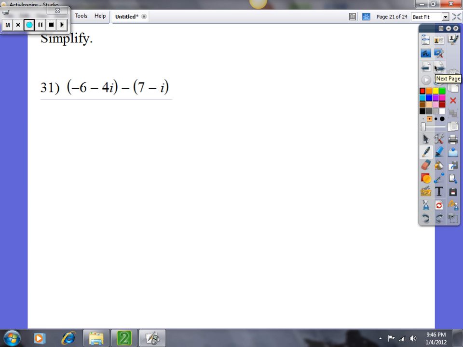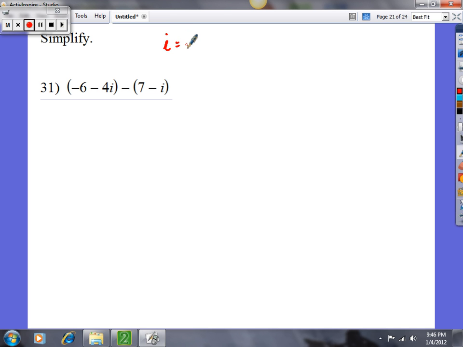Okay, imaginary numbers. This one is a subtraction problem. So what you got to remember is this. i is the imaginary unit, and that is equal to the square root of negative 1. Then i squared is equal to negative 1. And this is the one we love, because we can take an imaginary number and it relates to the integer -1. So our real number -1 is the same thing as an imaginary squared.